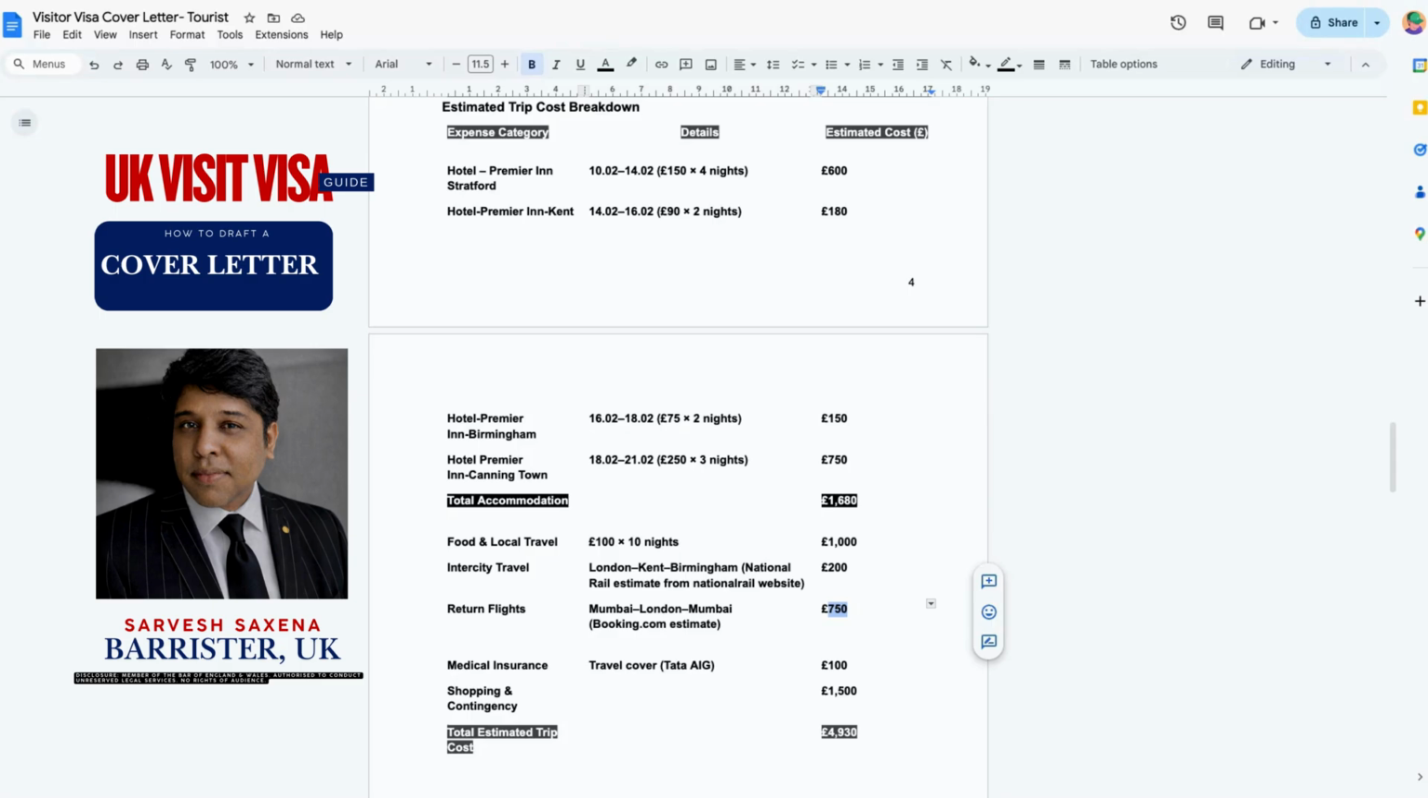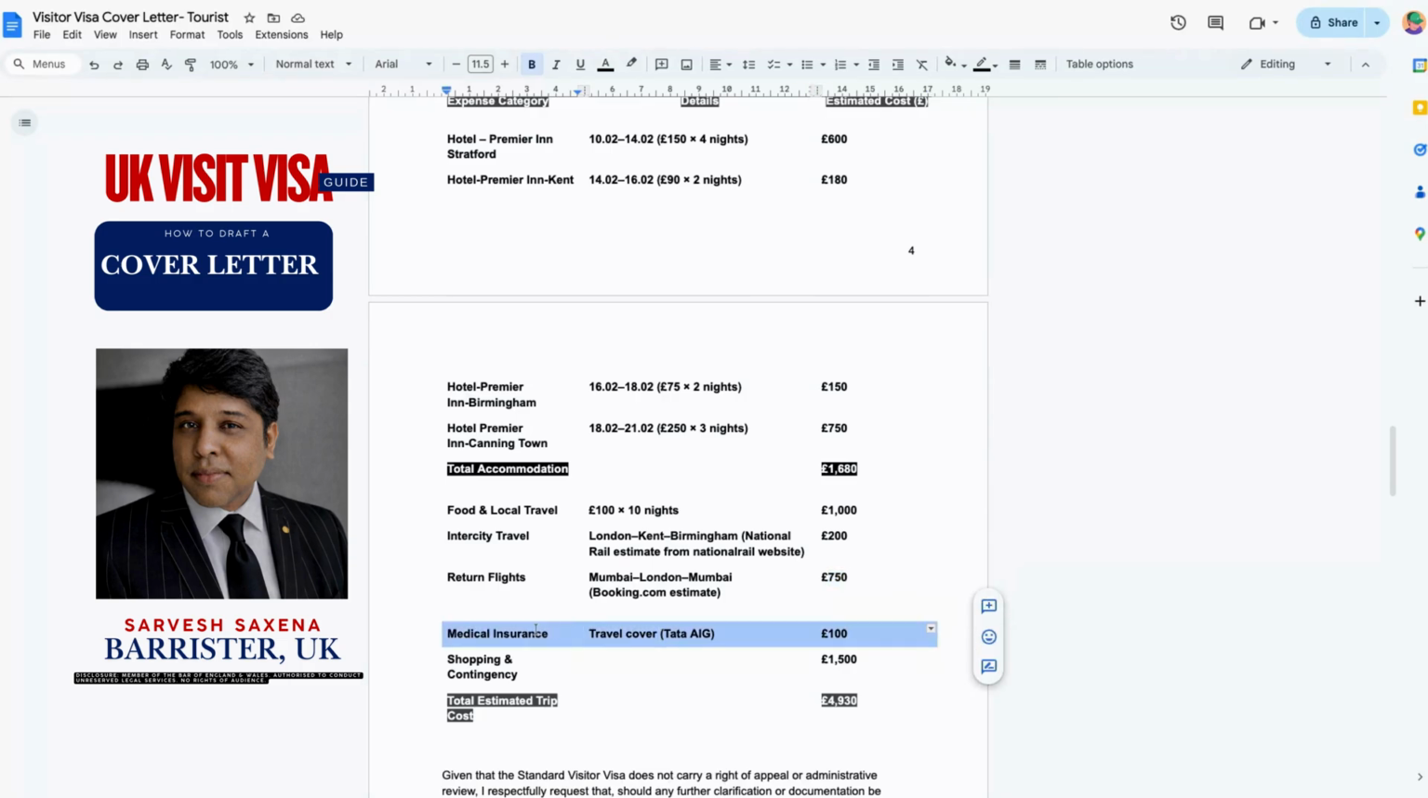Please go to booking.com or Skyscanner, any portal, select the dates, select the number of people, and then the destination. You will get an estimate. Take a snapshot of that, convert it into PDF, and then say, this is my air return flights estimate from Skyscanner, so that they know that this is matching. And you need to make sure that the total here matches the total on the website.